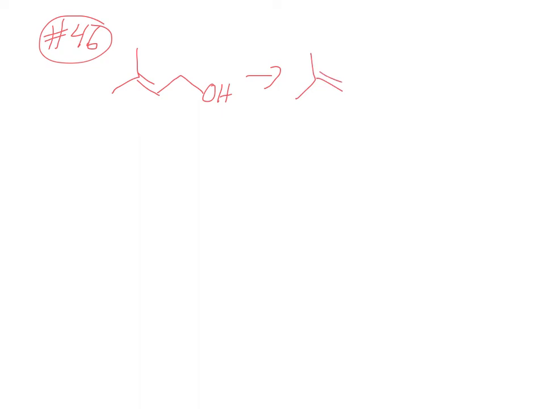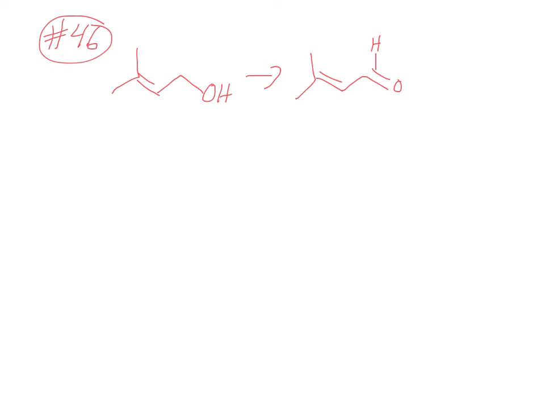So we're taking a primary alcohol and we're turning it into an aldehyde. One thing to think about is this is going to be tough, because usually we take a primary alcohol and we can turn it into a carboxylic acid. It's hard to stop oxidations. We want to take both of these H's.